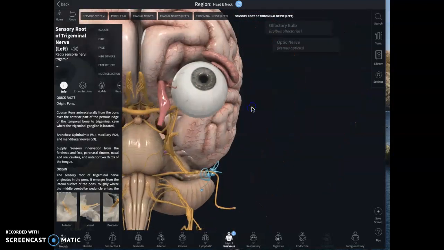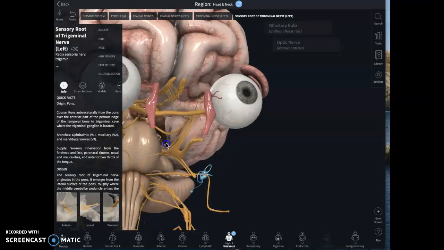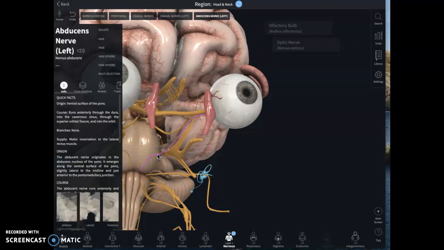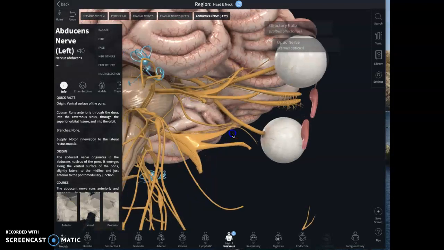So we have olfactory, optic, oculomotor, our hiding trochlear, trigeminal. So that's our next nerve. That is the abducens nerve. It is coming off right there. It's on the anterior part and the inferior part of the pons.